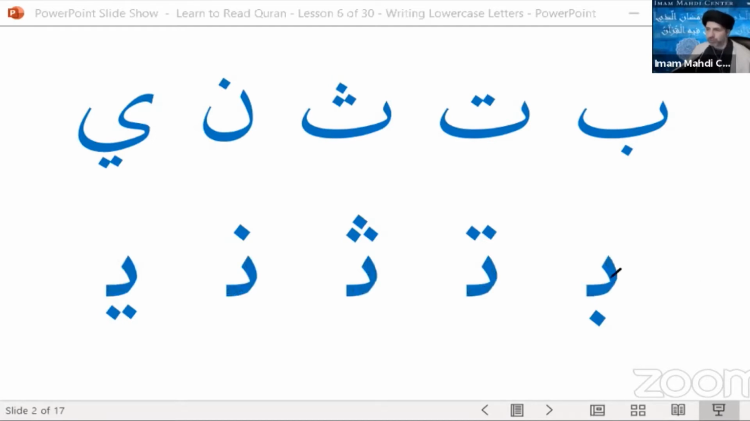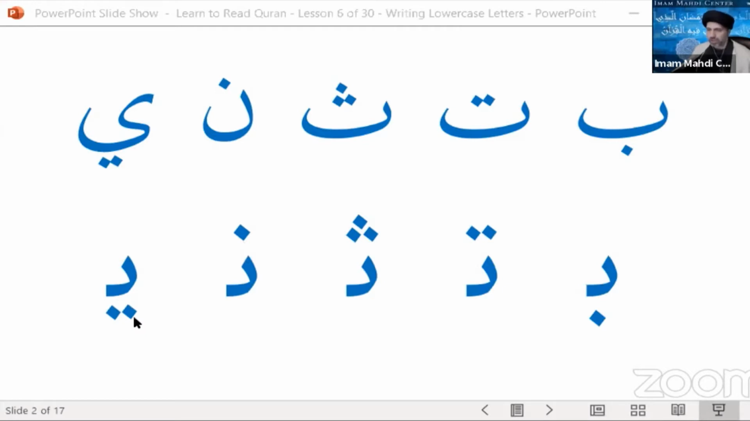Let's try it again. Start from this point, come down a little bit, and then finish the flat bottom. So they all look the same in their lowercase form, and the only difference is the number of dots that they have and where the dots are positioned. The ba has 1 dot underneath, the ta has 2 dots on top, the tha has 3 dots on top of it, the noon has 1 dot on top, and the ya has 2 dots underneath.